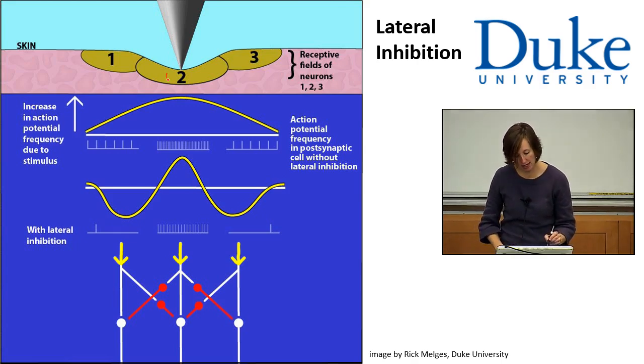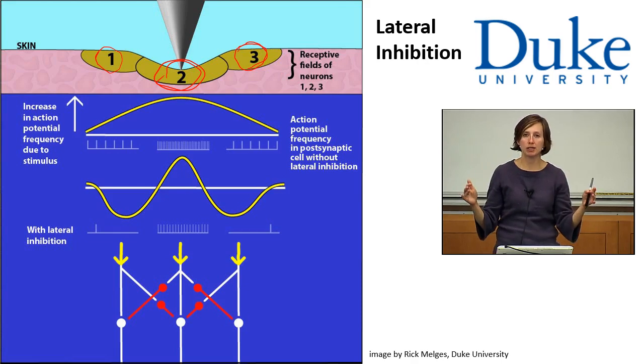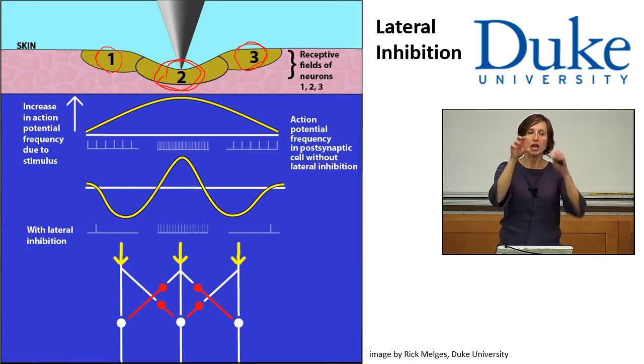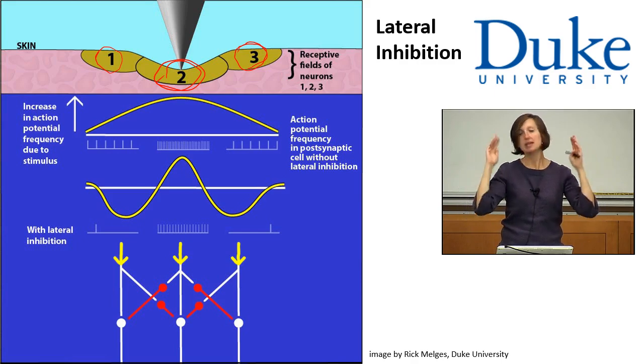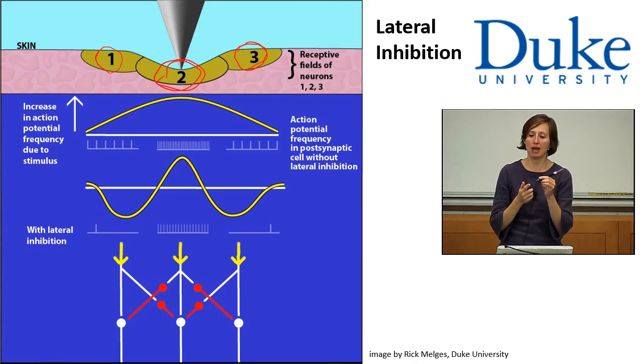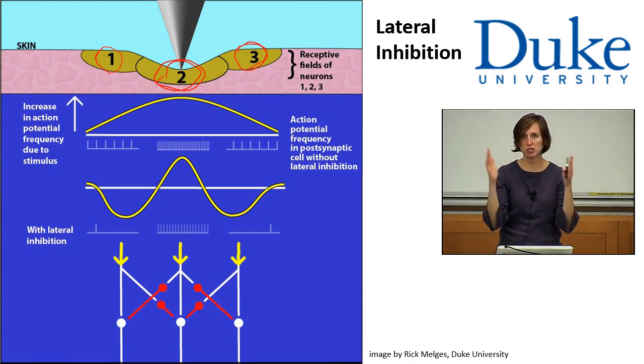It's mostly activating this second neuron, but it's also activating the sensory touch receptor neurons 1 and 3 as well. So without lateral inhibition, we would get this yellow curve where we have neuron 2 excited the most and 1 and 3 excited less. And the way that they're going to convey how excited they are is by action potential frequency. So since 2 is being activated a lot, it's firing action potentials very rapidly, versus 1 and 3, which are firing action potentials less frequently.